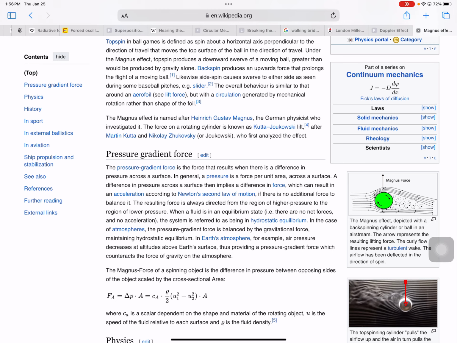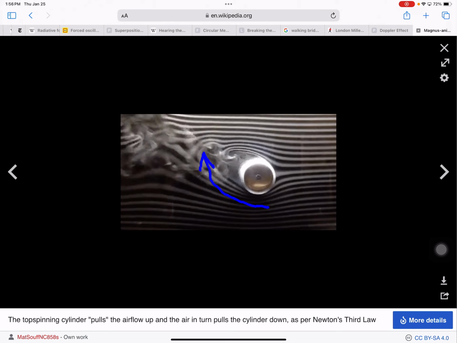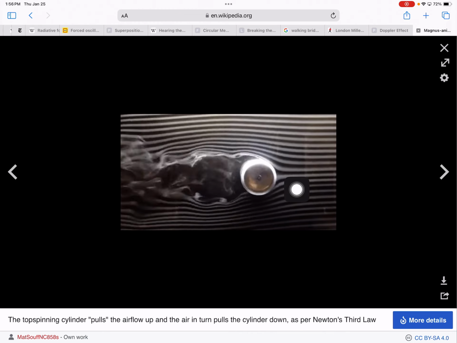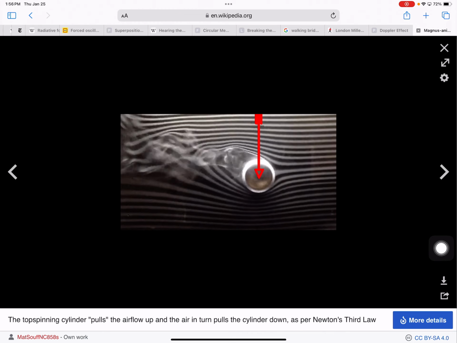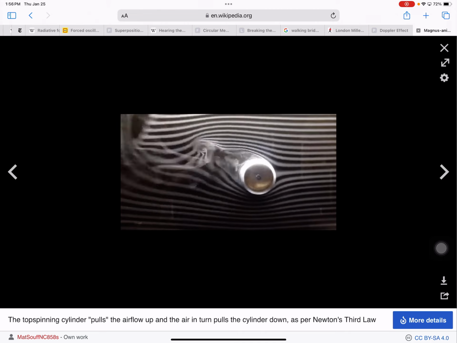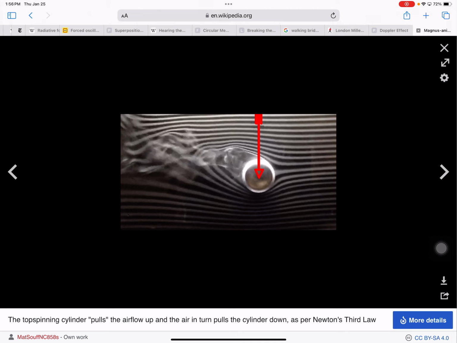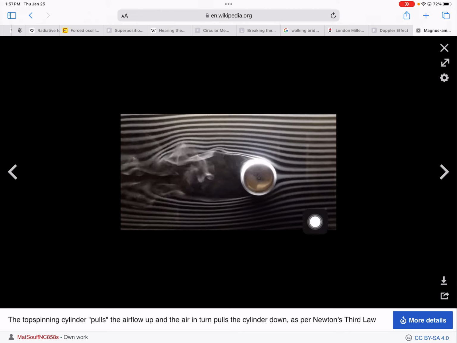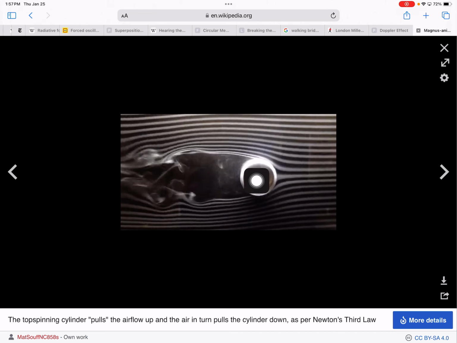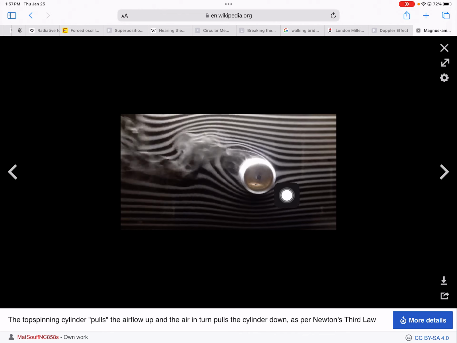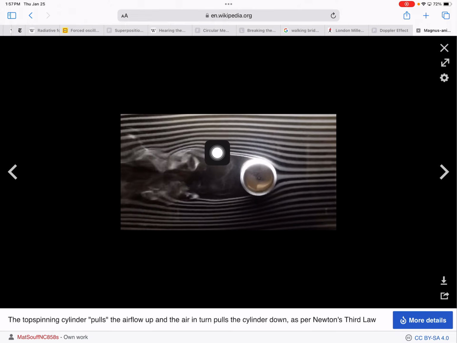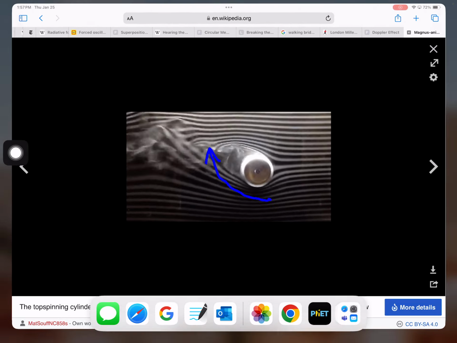Yeah, so here's what's happening. So here's the ball going. I guess I can't stop the simulation. It starts off with the cylinder not spinning, and when the cylinder is not spinning, the airflow is even around both ends. Once the cylinder starts spinning, what happens is it drags air. This air is flowing faster than that air at the top. And you'll learn about Bernoulli's effect.